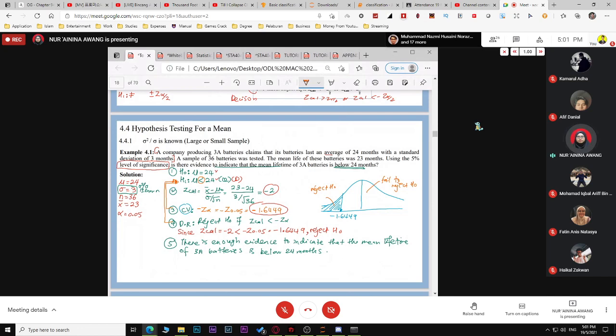Okay, in this case, our test statistic is -2. So we know that -2 is in this one. So maksudnya dia duduk dalam rejection region. That's why our decision is reject H null. Okay, so kalau you confuse, you boleh lukis. Tapi lukis ni tak ada markah lah. Okay, no marks. Okay, so itu adalah untuk example 4.1. Boleh? Boleh tak?